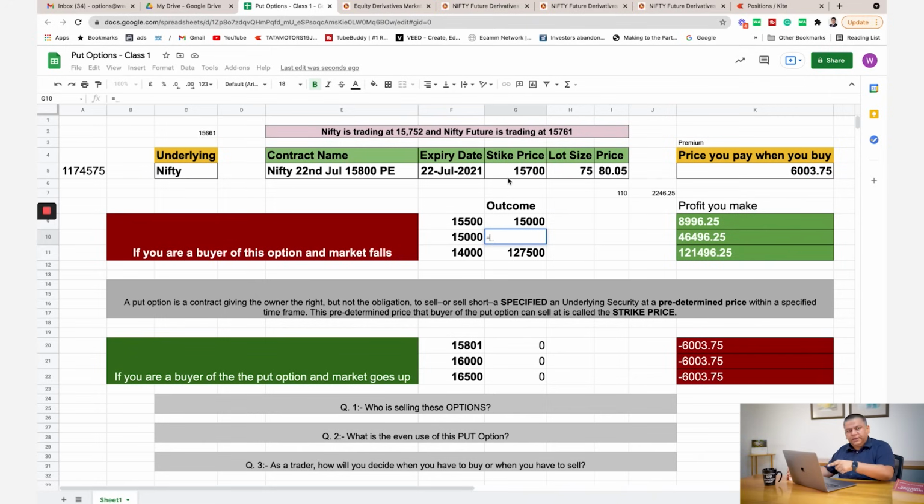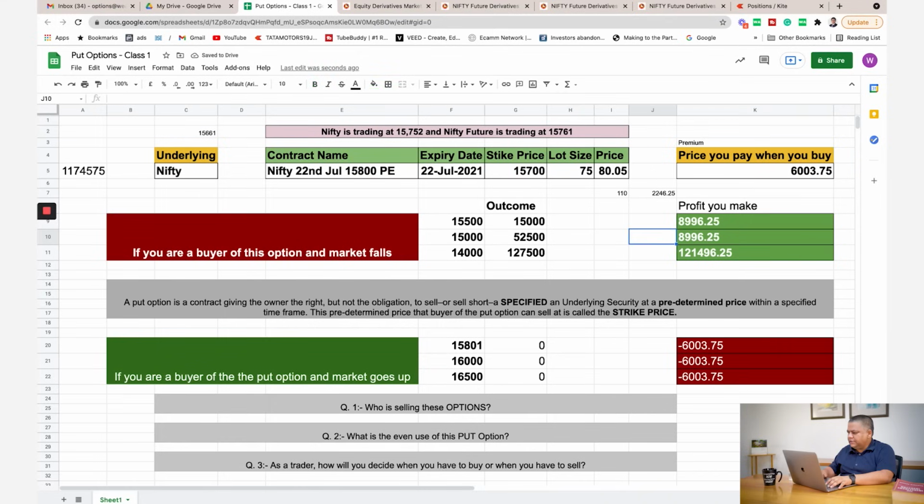So similarly here, if the market price is 15,000 and you got a right to sell at 15,700, you will certainly exercise this, and what will happen? 15,700 minus 15,000 into 75 again. This gives 52,500 as the outcome, the differential. But then to get that right, you already have given a premium, so you will subtract it from the premium you paid.